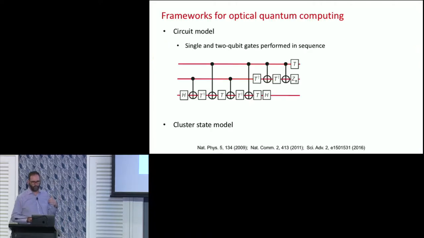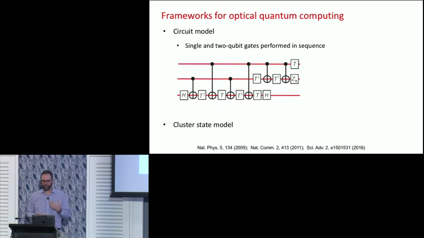All right, so the circuit model we well know. You take some circuit that you want to make and you decompose it typically into single qubit and two-qubit operations. This is the circuit for realizing a Toffoli, a three-qubit Toffoli gate, for example, composed of single and two-qubit operations. And you can see that obviously there's quite a lot of operations to be done here, including a lot of two-qubit gates in order to make any decent-sized circuit. And we saw in Lloyd's talk about universal quantum computation that there are going to be enormous numbers of gates that need to be realized.